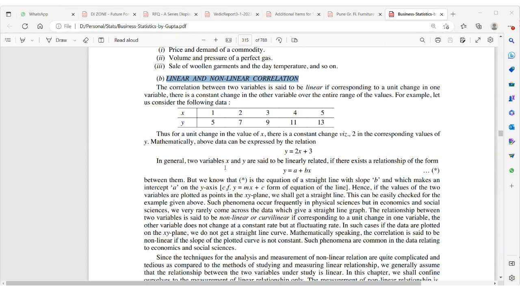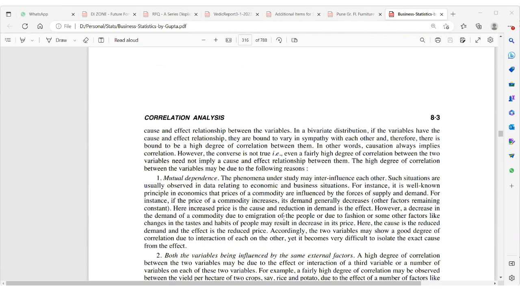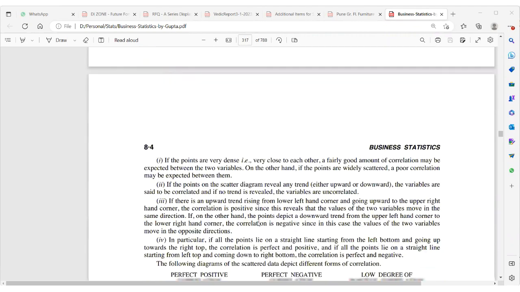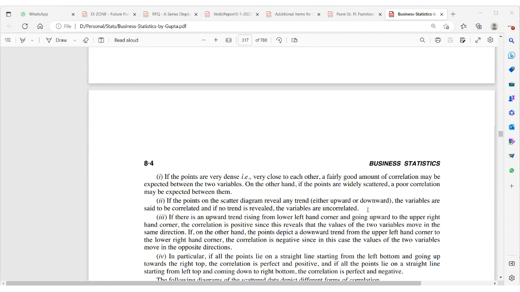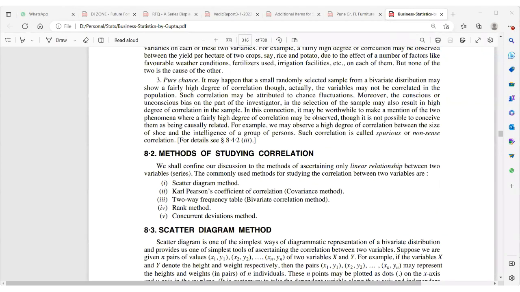Now, secondly, linear and non-linear. There are two series; let me name them, one is the X series, the second one is the Y series. If we draw the graph of these two series and the graph comes in a straight line, then it is linear. If the graph doesn't come in a straight line, then it is non-linear. Like this straight line, this is linear. Not a straight line, this is non-linear. Is that clear?